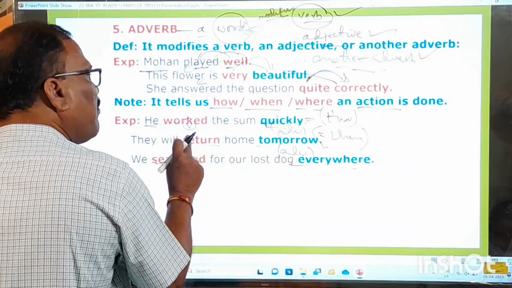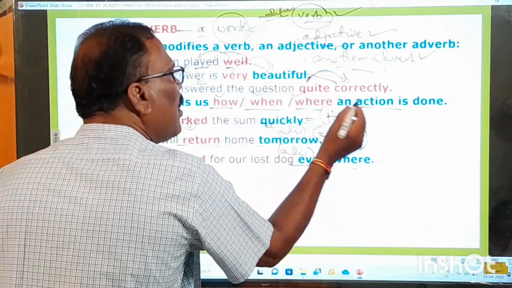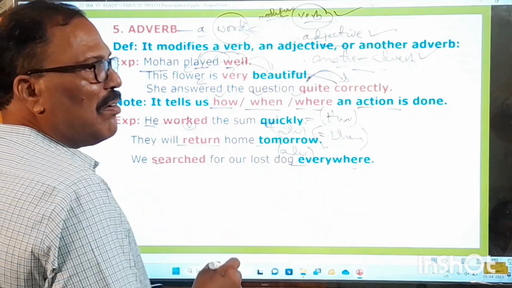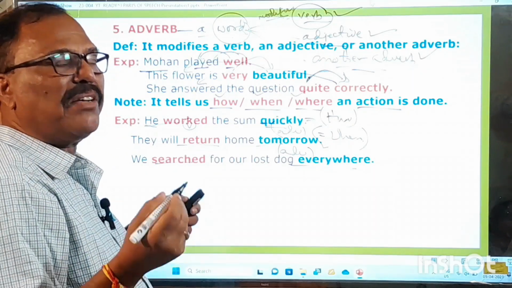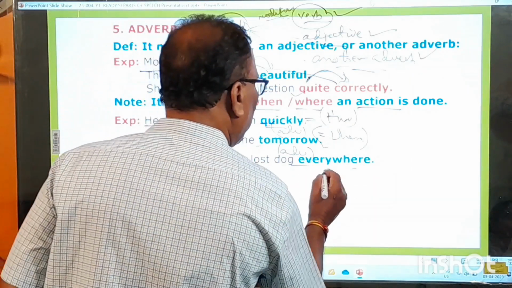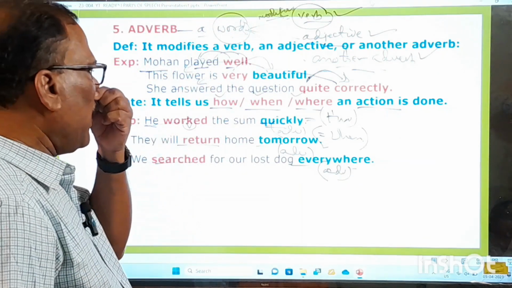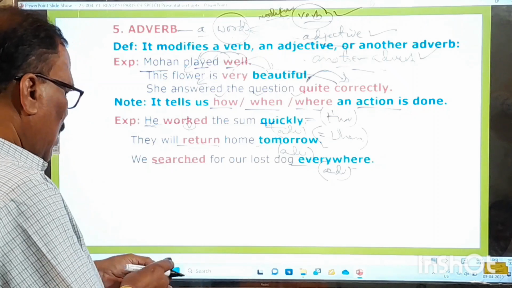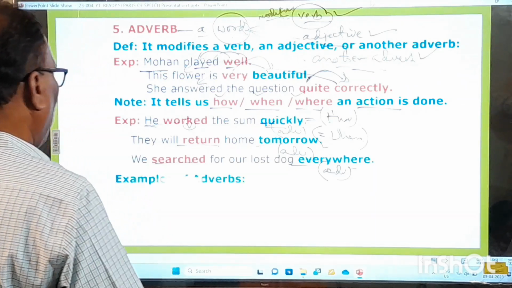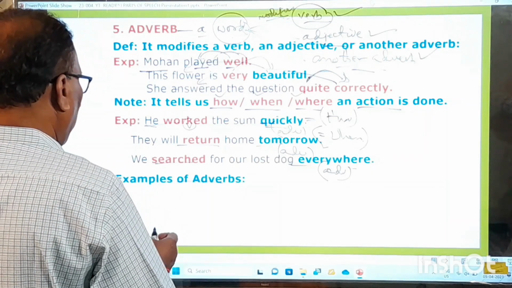If you question the verb with how, when, where, you get the answer. That answer itself is an adverb. Absolutely, it's an adverb. No doubt about that. Okay, right. So this is there. Now, other examples of adverbs are given here.